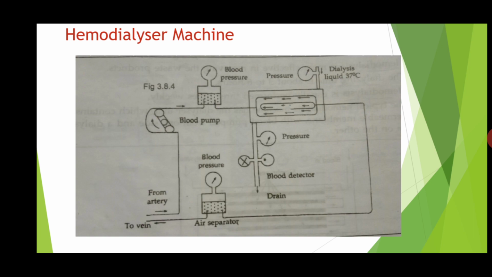Next, the purified blood again passes through the blood pressure unit. Before giving the blood to the patient, it is very important to remove the air bubbles from the blood, and with the particular pressure that blood is again given to the human body. So this is the hemodialyzer machine.